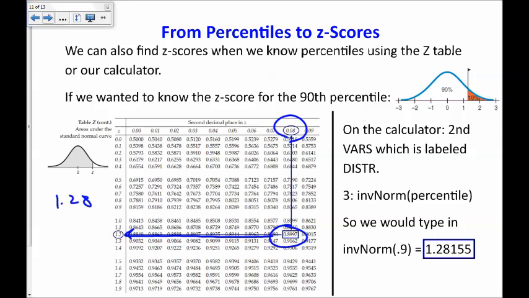On the calculator, I have to use a different function to go the other way. It's number 3, invNorm, on that same distribution menu. Number 3 is invNorm, or the inverse norm, and you type in the percentile, and it will give you the same z-score of 1.28. We would then have to convert that z-score back into the same scale that we got the data from for it to be meaningful to us. That's how you convert from z-scores to percentiles and from percentiles to z-scores.